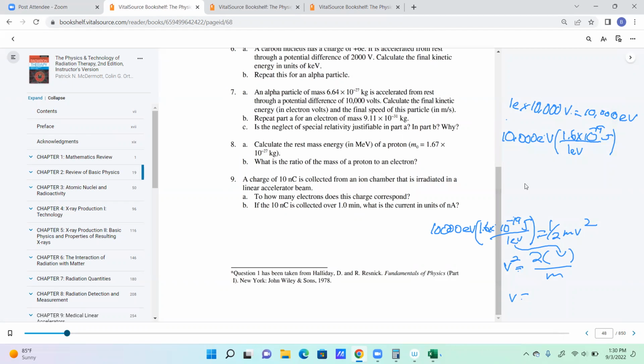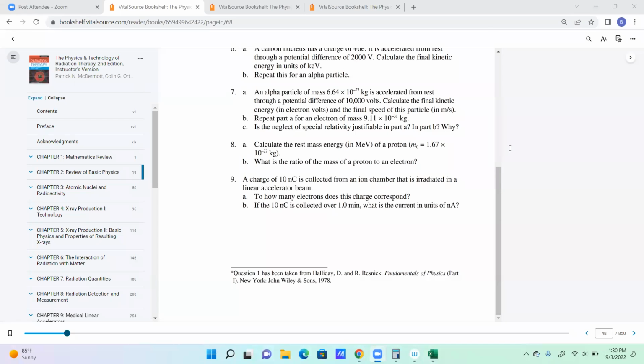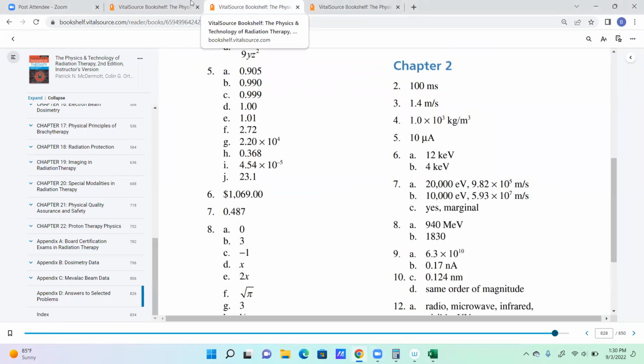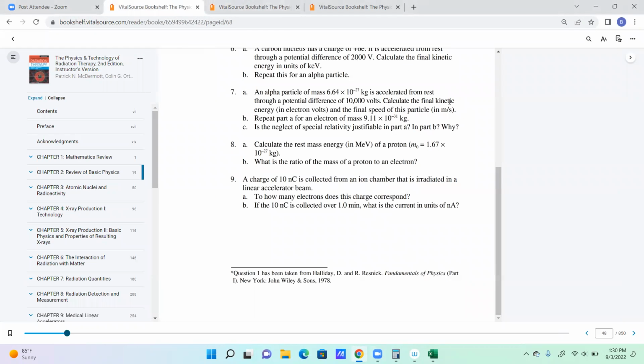So now let me go here and let me clean up a little bit. Okay. So problem 8: calculate the rest mass energy, in MeV, of a proton of mass 1.67 times 10 to the minus 27th. As you can see there, the answer is 940 MeV. The question is, how do we get there? Well, here's how we get there.